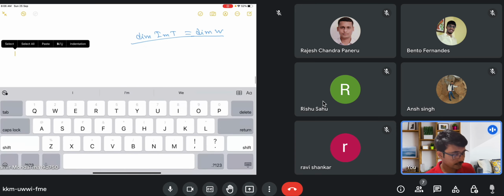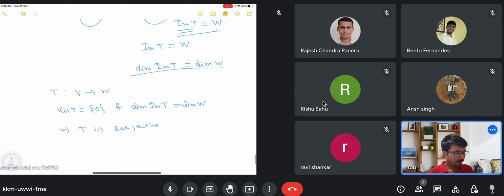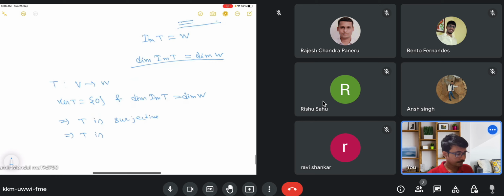If you have a linear transformation from V to W, kernel of T equal to 0, and dimension of image T equal to dimension of W, this implies T is surjective. It implies T is bijective also, because kernel zero implies injective.